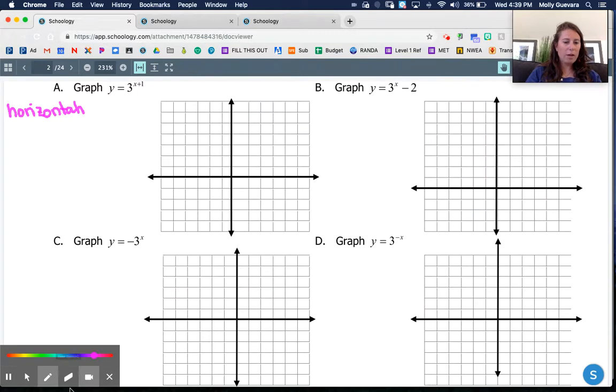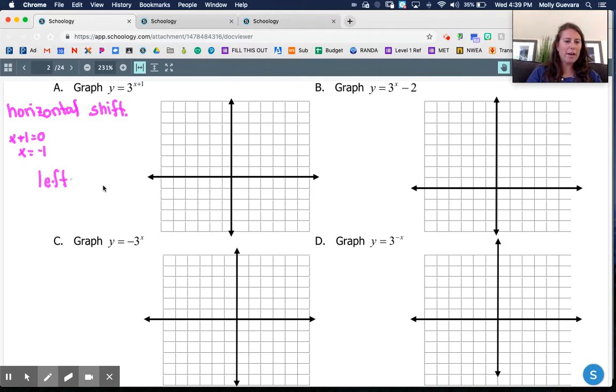Okay, horizontal shift. And hopefully we remember that with horizontal shifts, you always go the opposite direction, right? If I were to set x plus 1 equal to 0 and solve, I would get x is negative 1. So this tells me that I'm going to move left 1 unit.